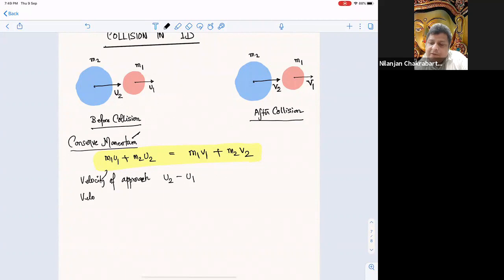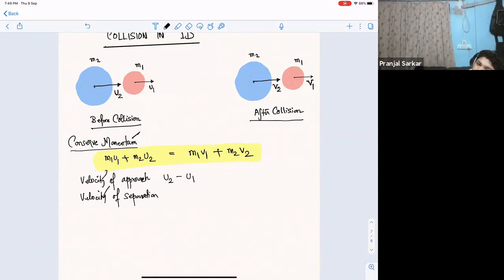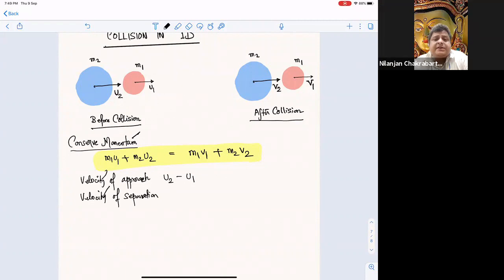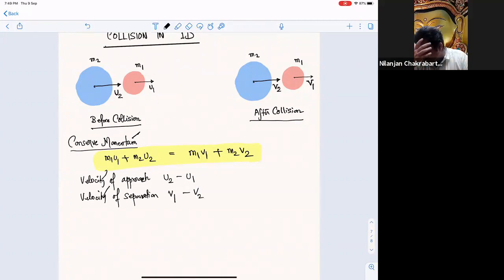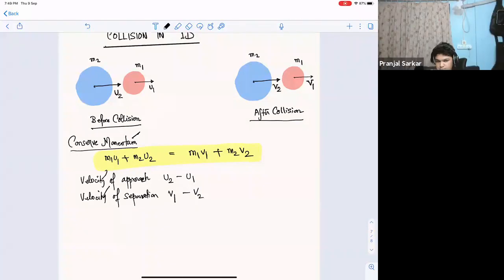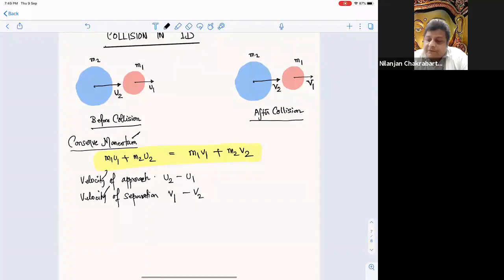And what is the velocity of separation? I mean the relative velocity of separation. After collision, obviously v1 is greater, otherwise what kind of collision would it be? So this will be v1 minus v2. So velocity of approach, velocity of separation.